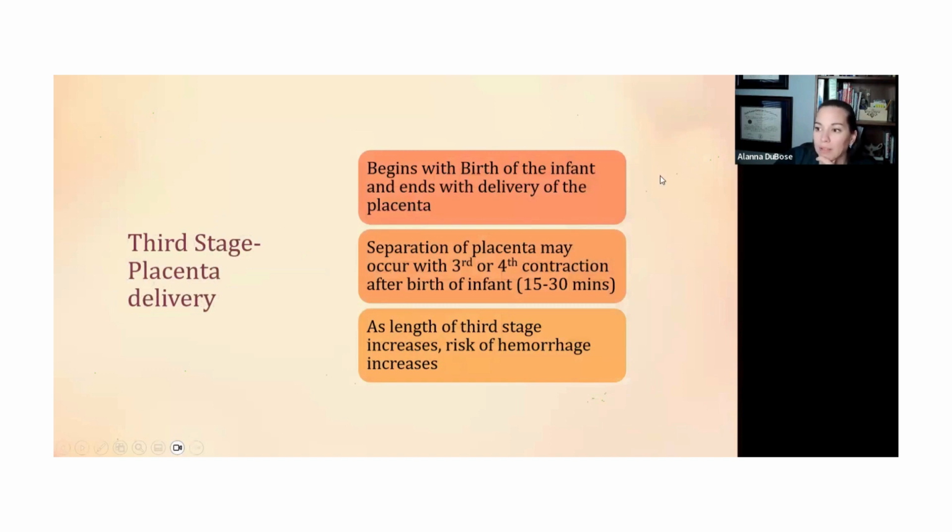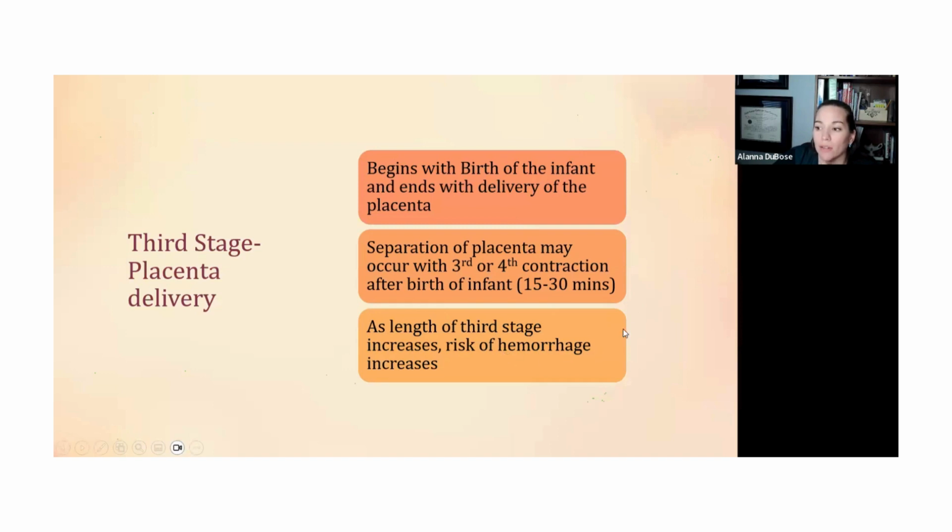All right, and then the placenta. Again, like I said, this third stage begins with the birth of the infant and ends with the delivery of the placenta. It can happen anywhere from 5 to 30 minutes. If it's been 30 minutes, then there's something wrong. We have a retained placenta, and a lot of times they have to have it manually removed. Sometimes even have to go back to the OR to get that taken care of.